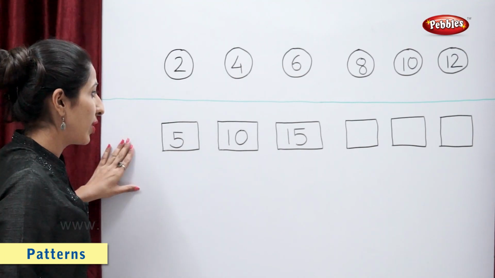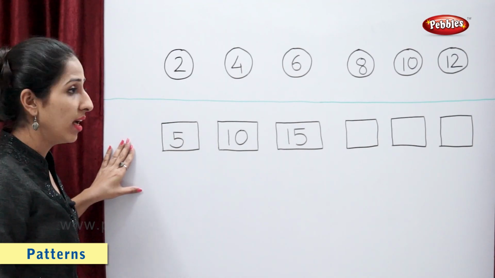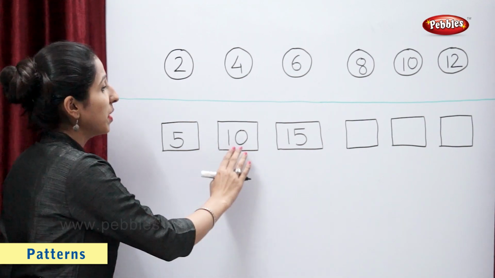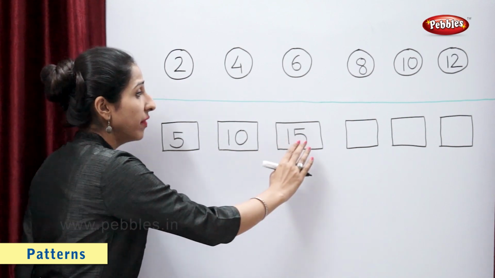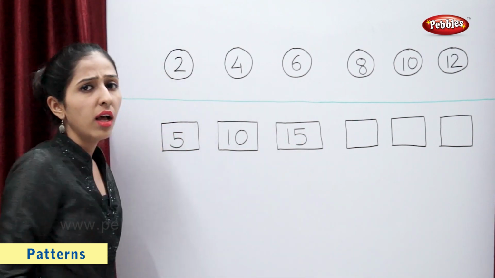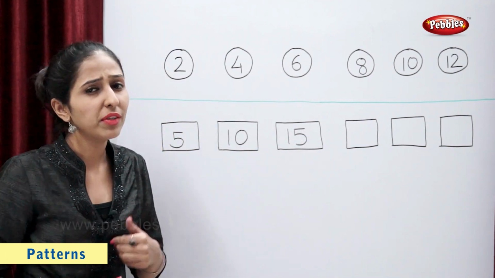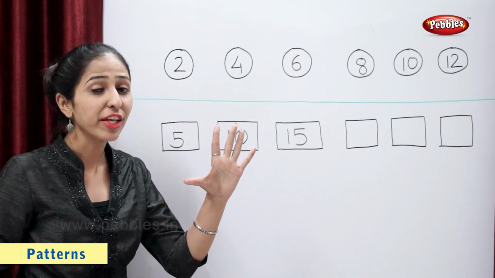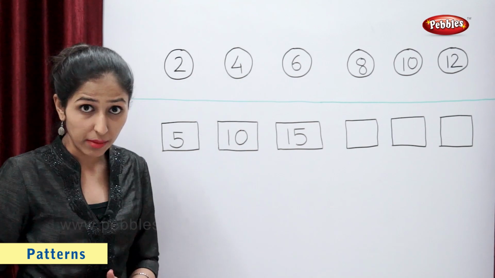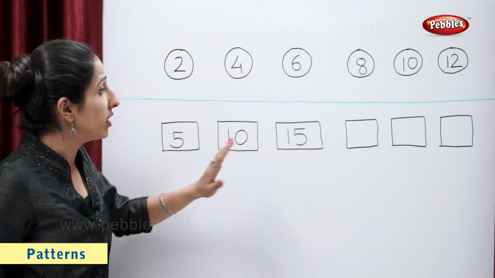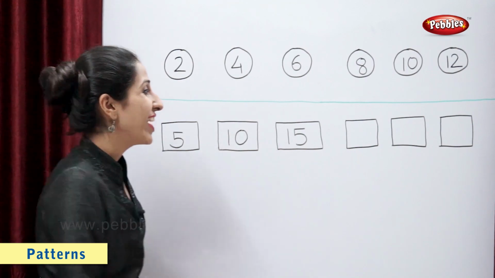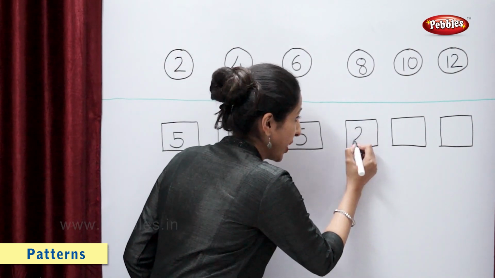Now, let's look at this example. Here, we have number 5, number 10 and number 15. And what is the difference between these numbers? Correct. The difference is 5. So, tell me, students, which number will come after number 15? Correct. Number 20.